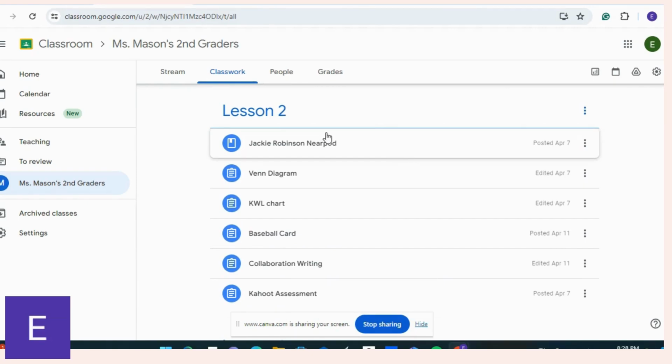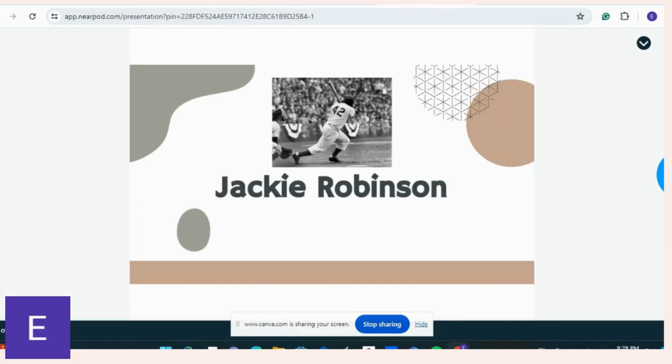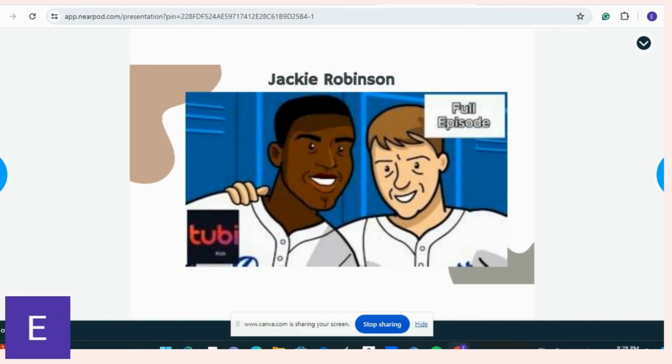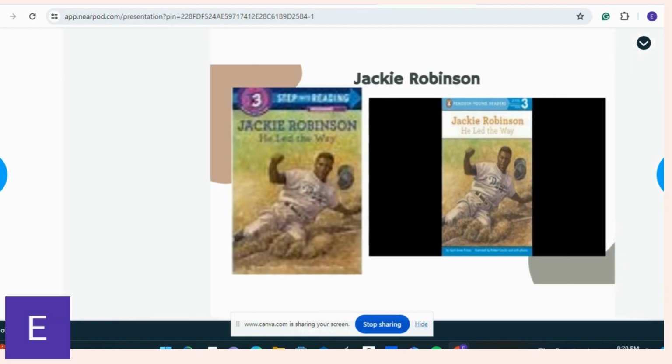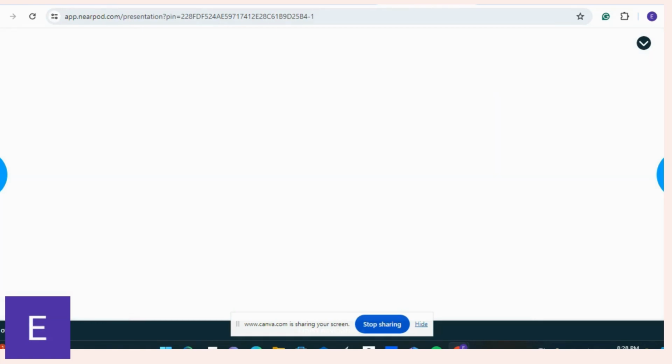So students will click on the Nearpod, and then these are the assignments within the Nearpod. So students will see, do you know who this is? They will watch the Brain Pop Junior video. And then I would read them the book, He Led the Way. And then 2 days later, we would watch the read aloud version of it.